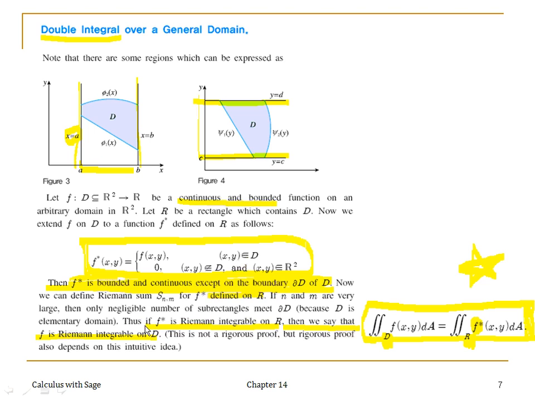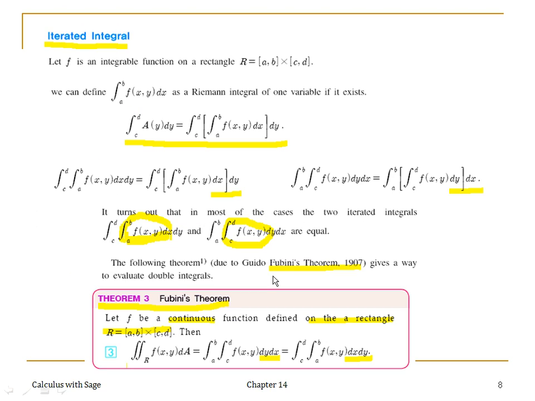Okay? Then, if f star is Riemann integrable on R, then we say that f is Riemann integrable on D as well. So, when we try to find the double integral on D, we may get the same value from the double integral of the function f star on R instead of D. So with this modification of the function from f to f star, we can use the same Riemann sum technique to find the double integrals. Okay, next, iterated integrals.